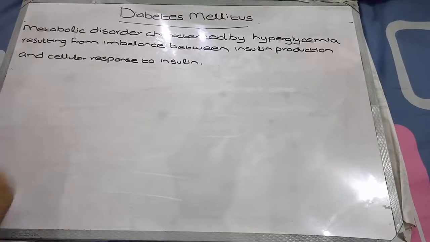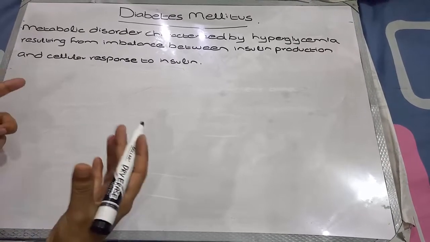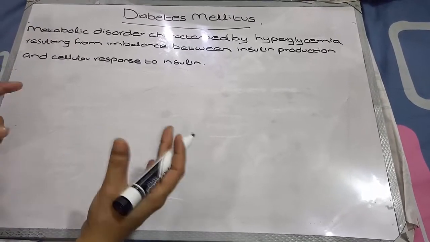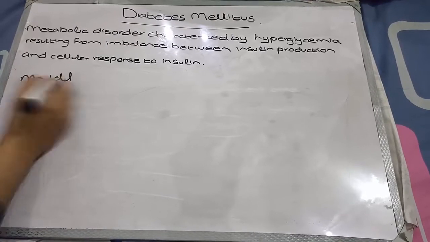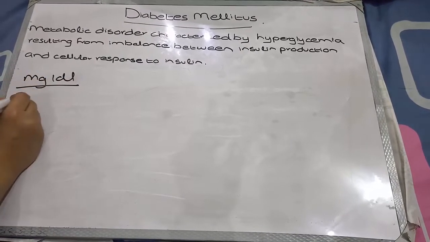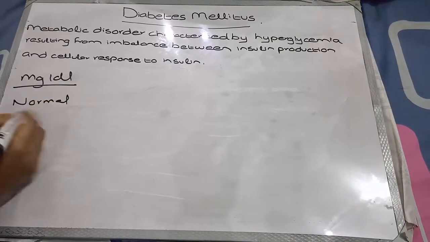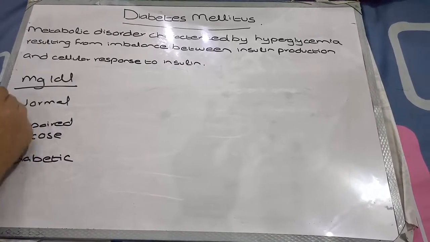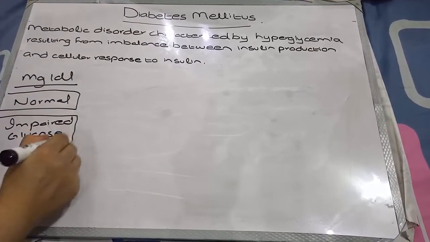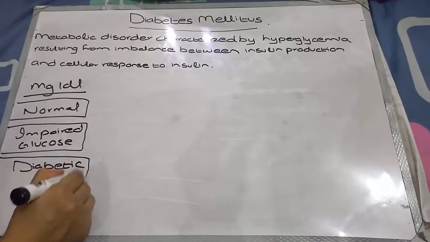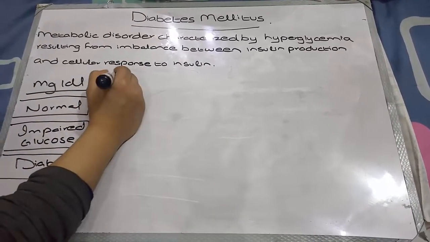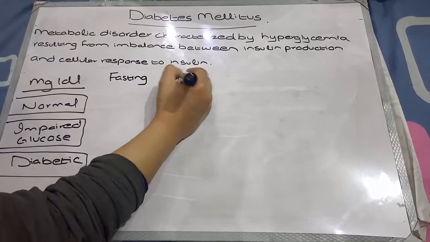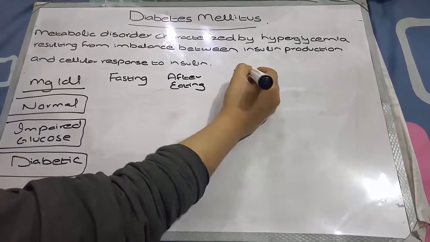To determine whether the patient has diabetes or not, we should know the diabetic chart. So now I'll tell you the normal range, the hyperglycemic range, and the impaired glucose range. Here we will discuss different glucose levels: normal, then impaired glucose, then diabetic. I have drawn three classes: the normal class, the impaired glucose class, and the diabetic class. Next, we will discuss their values during fasting, after eating, and 2 to 3 hours after eating.